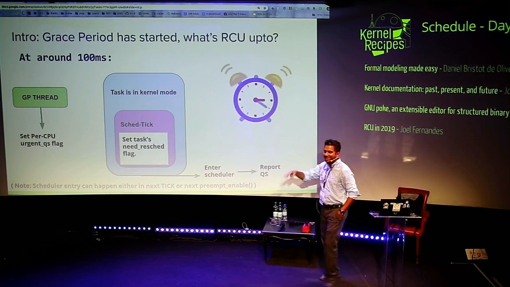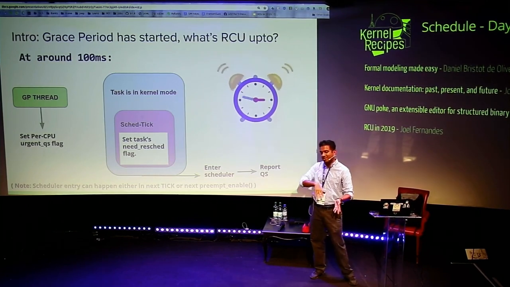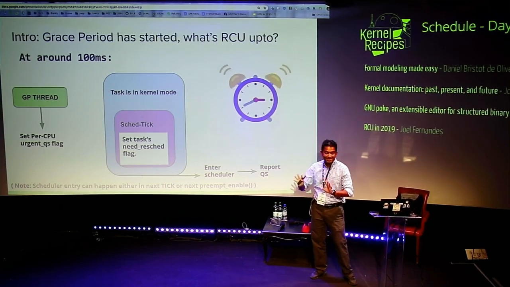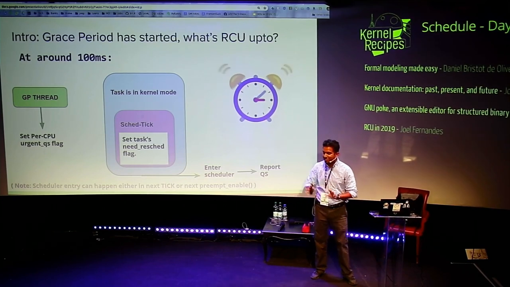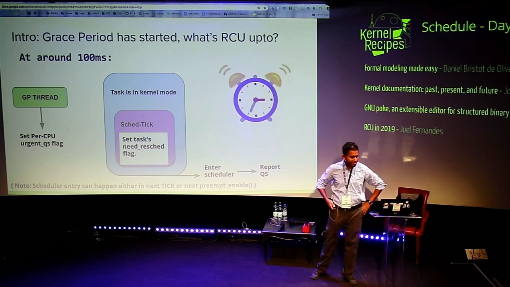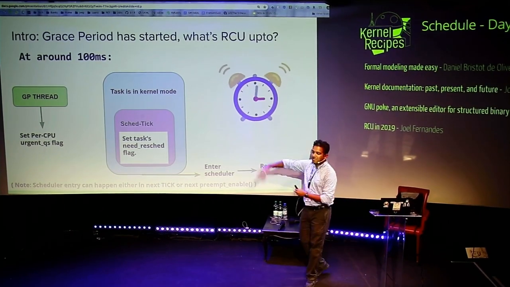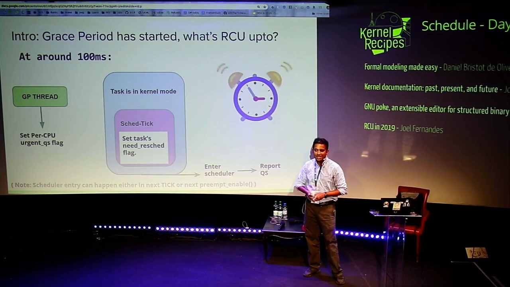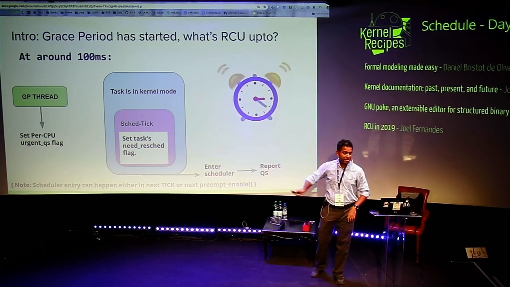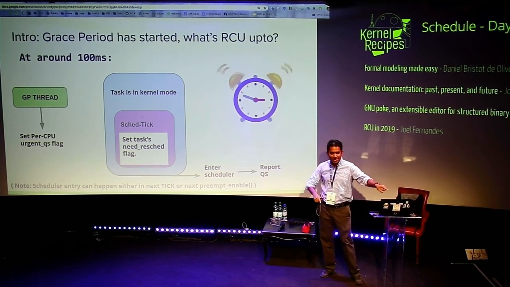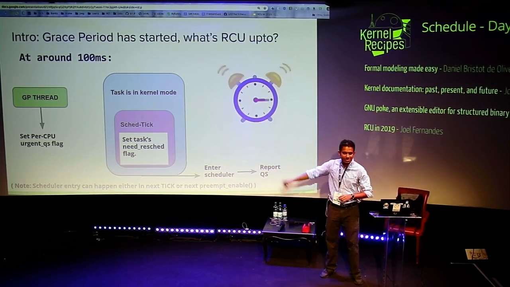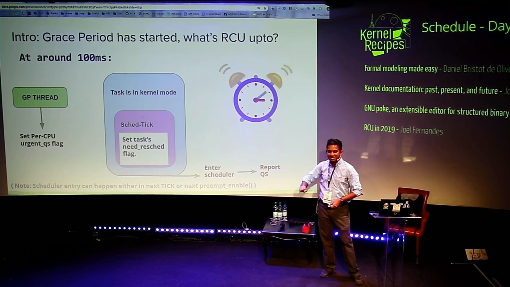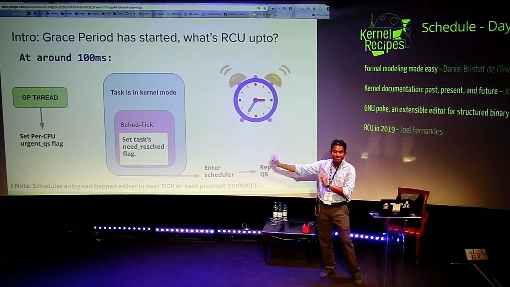So RCU kind of abuses all this, because remember, context switch is actually a quiescent state. Not in all cases, but most of the time, if I understand, context switch is a quiescent state. So what happens is that the grace period has started, and at 100 milliseconds, the grace period thread says, that CPU is blocking the grace period, I need to do something. And it sets this per-CPU flag. That per-CPU flag, urgent QS: the scheduler tick on that CPU that is blocking the grace period sees that flag is set, that the grace period thread has informed it that, please do something.